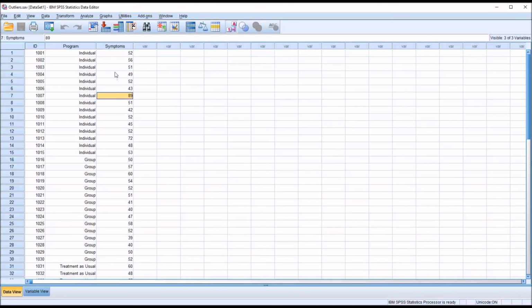For example, perhaps with this instrument, the maximum score is 80, so we would know that 89 is some sort of error. If we determine that these scores are legitimate, then we can use a data transformation. I have several videos on data transformation to try to eliminate the outliers that way. The statistics are performed using a transformed variable instead of the values in this original variable. For example, a log 10 transformation or a square root transformation.